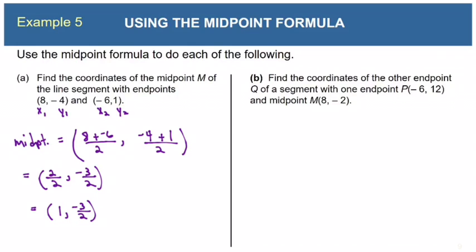Now let's just check our work visually. So I'm going to draw us a little coordinate system. And we will plot 8, negative 4. That'll be right 8 and down 4. And we'll plot negative 6, 1. That'll be left 6 and up 1. And there is the segment that we're trying to find the midpoint of, and the midpoint should be at 1, negative 3 halves. That's right 1 and down 1 1/2, which should be about right there, and that does appear to be reasonably the middle of that line.